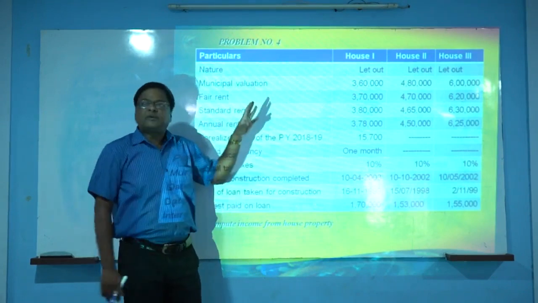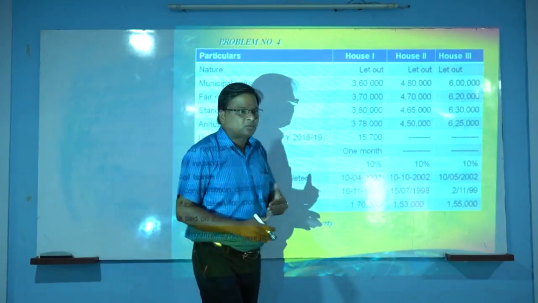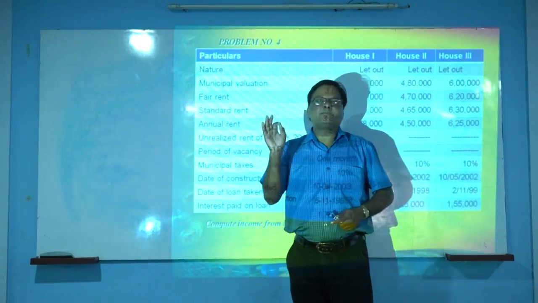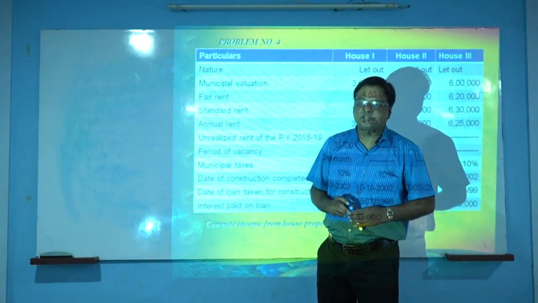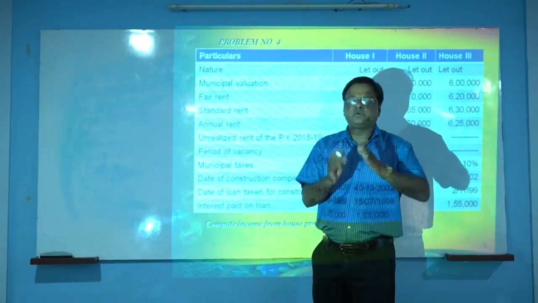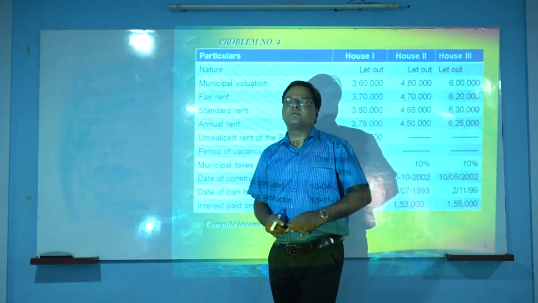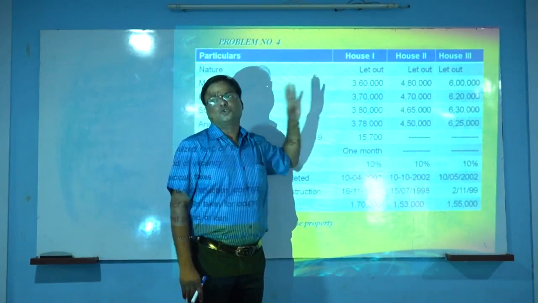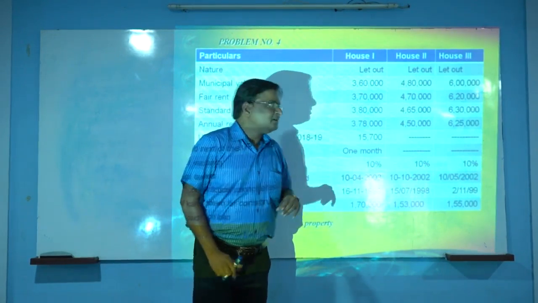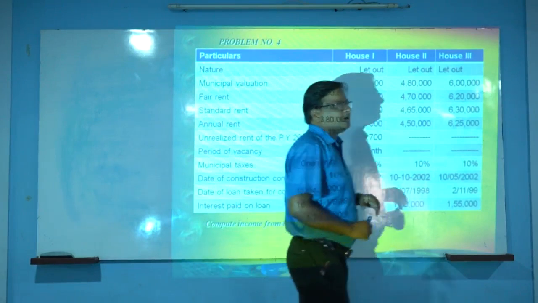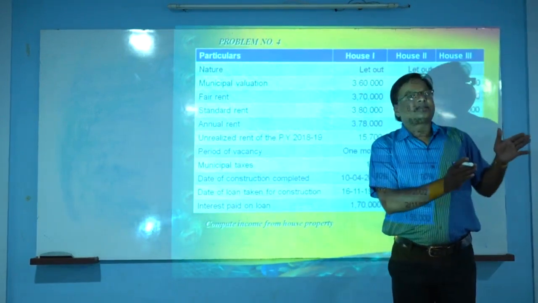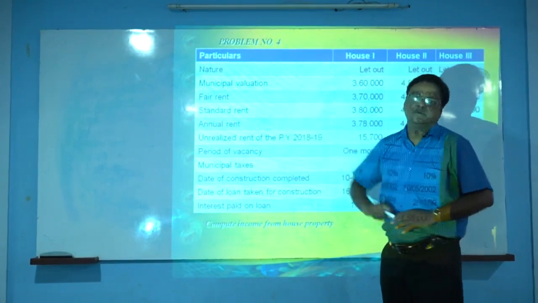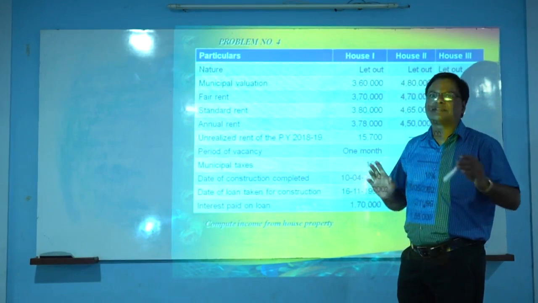If the property is LOP, firstly we have to calculate gross annual value, then net annual value, and after deducting the deductions available under section 24, the balance remaining is called income from house property. Means we have to calculate income from house property of each house. Then next we have to check, there are 2 types of problems: standard rent is given and standard rent is not given. In this problem standard rent is given, and if standard rent is given, there are steps.